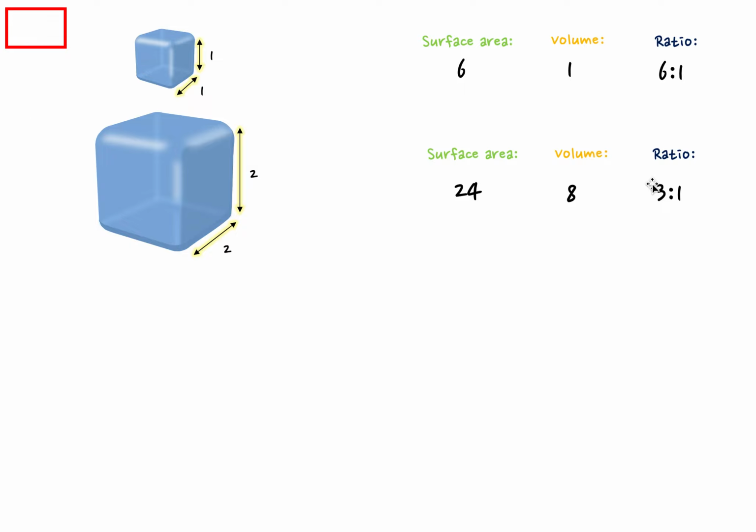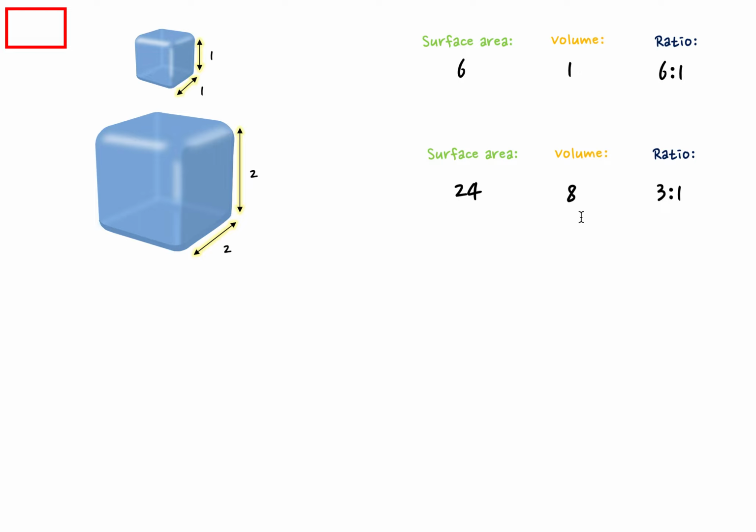3 to 1. So notice what happened to the ratio. It's not 6 to 1 anymore. It's now 3 to 1. The surface area is now a smaller ratio than before. Before, the surface area was so much bigger than the volume. Now, it's not that much bigger. It's only 3 times bigger. In the first example, it was 6 times bigger than the volume. Now it's only 3 times bigger.